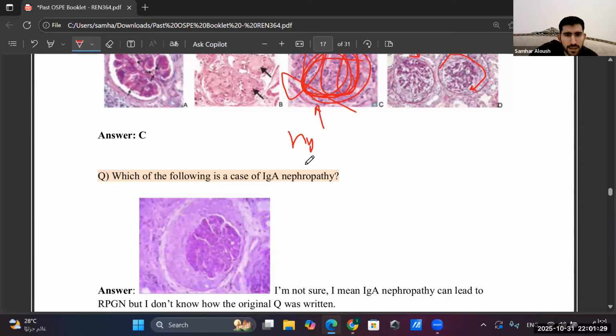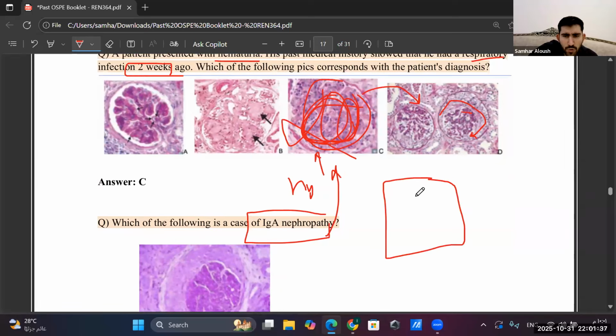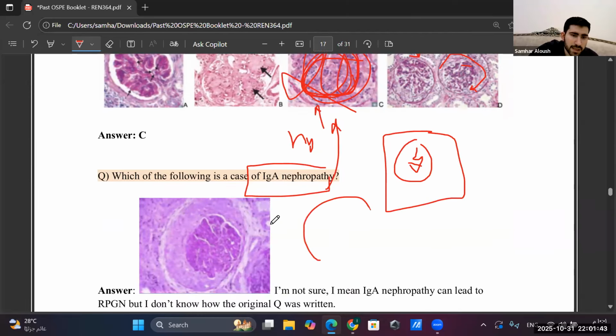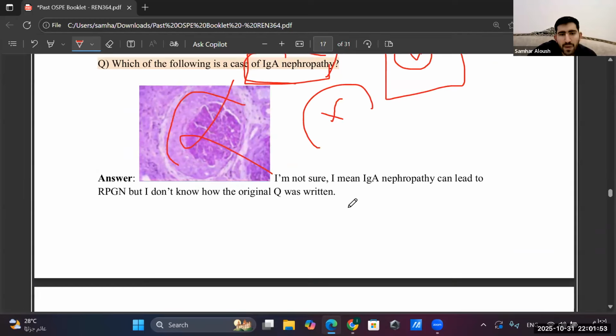Which of the following is a case of IgA nephropathy? This is the same thing I said. IgA nephropathy, we took the case like this. Inside, the mesangium is very pink. Okay? But it wasn't a choice. But the crescent shape was a choice. And IgA nephropathy caused the crescent shape. So you can choose it. So this is very old. I think the question is wrong. I bet there was the mesangium thingy.